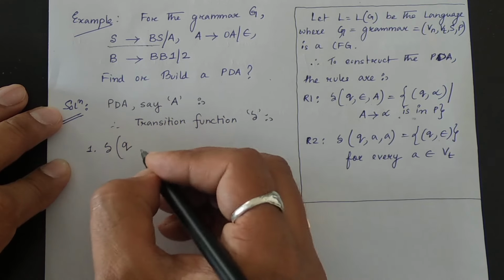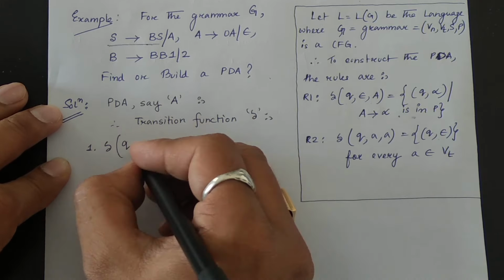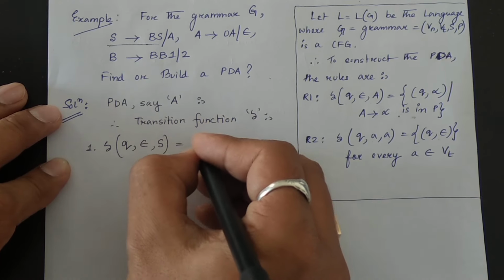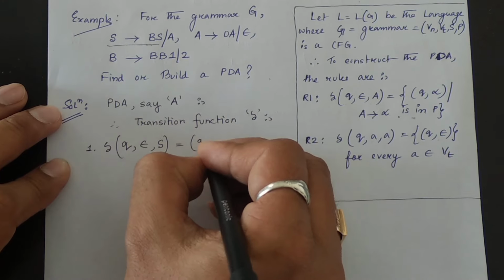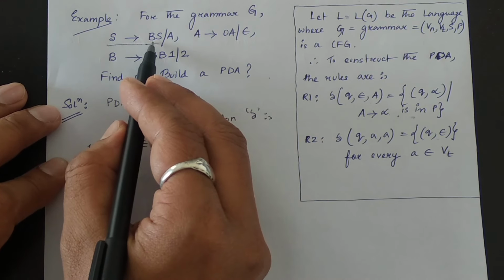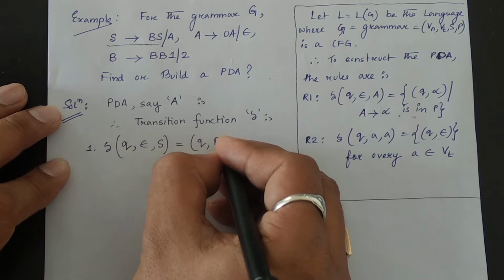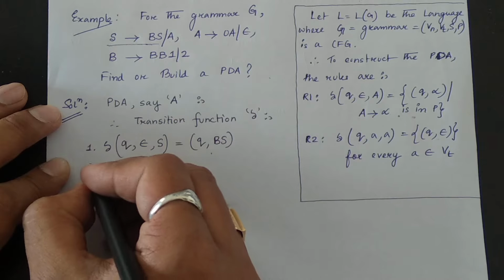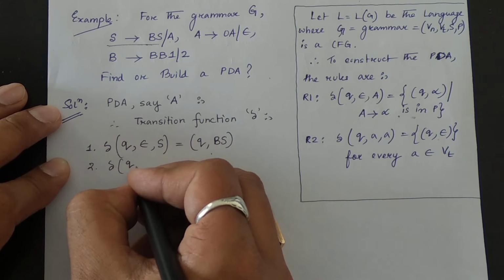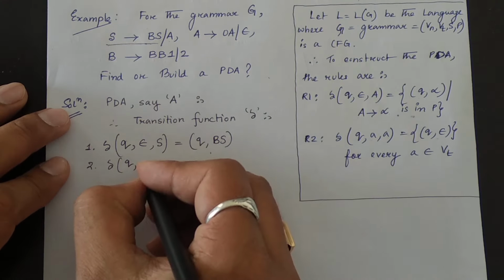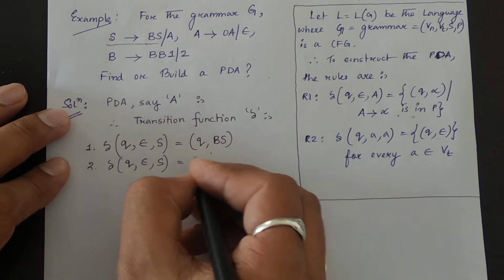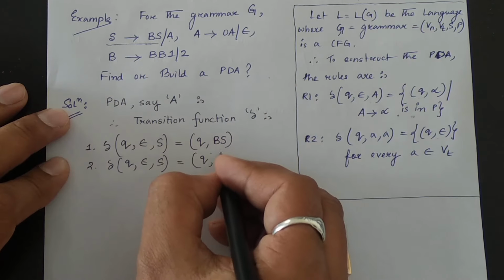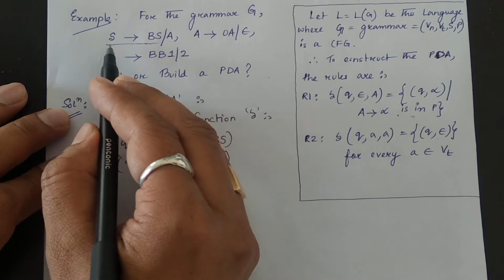Then Q, this is a universal state that I am taking. Nothing to be read. What is the top of the stack? S. It equals again Q, and what is the alpha side? Alpha means the right hand side of the production, BS. Clear? Again for S, one more production is there, so I will write the same thing, delta Q. Then nothing to be read, S is the top of the stack, Q, and for S the right hand side is A. So the first S is done.